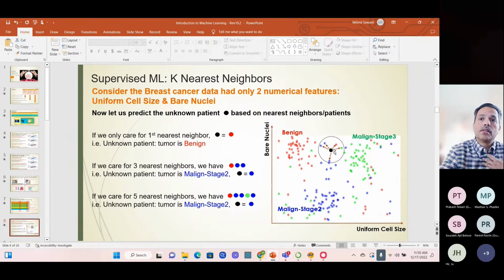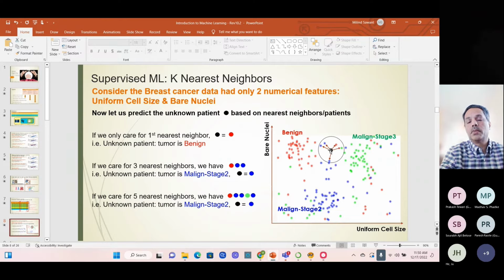Now, I would argue that it is risky, because maybe that patient had some unique situation. So it is too risky to set k equals 1. Let us increase the value of k to, say, 3. Now we make the circle slightly bigger, and the nearest neighbor was red and the other two are blue and blue. Blue is malignant stage 2. So we can make a prediction that this new patient has malignant stage 2.